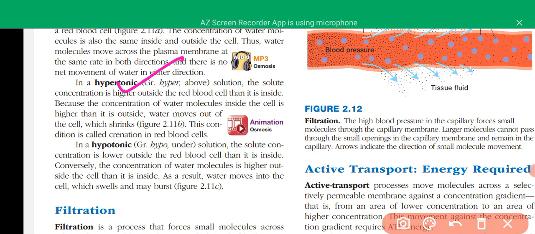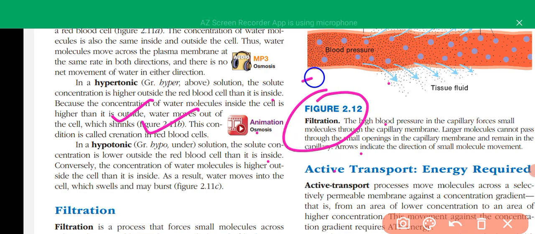Then there is a hypertonic environment, in which the solute concentration is higher outside and the water concentration is higher inside. In this scenario, water will move out of the cells and cause shrinkage. This condition is called crenation in red blood cells. So when the red blood cell is placed in a hypertonic environment, water moves out of it and it shrinks, and this shrinking is called crenation.